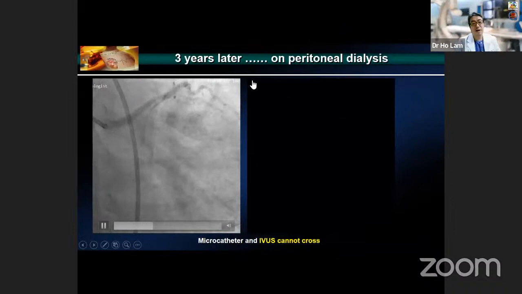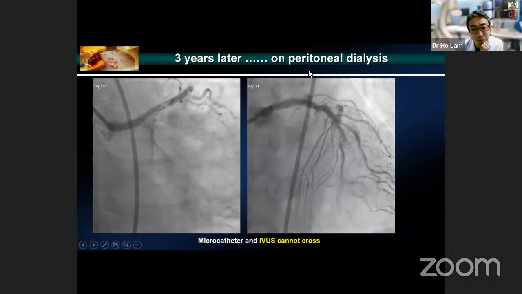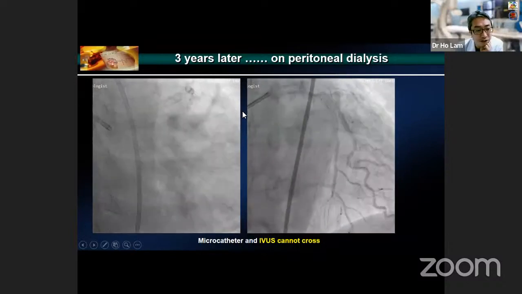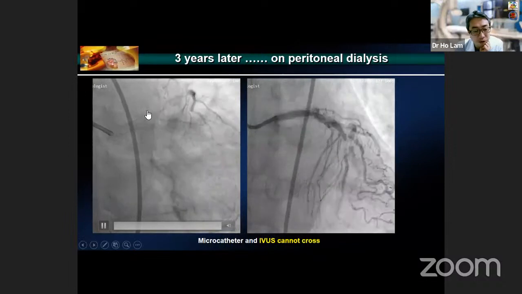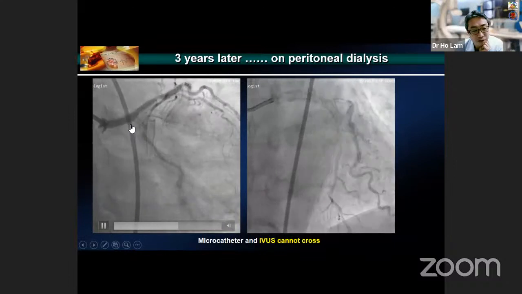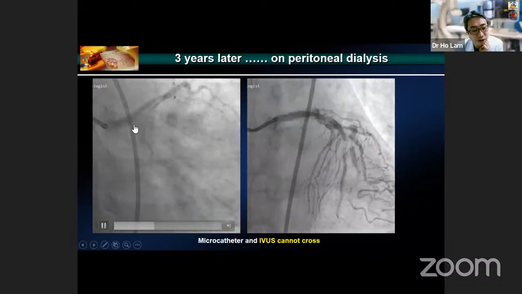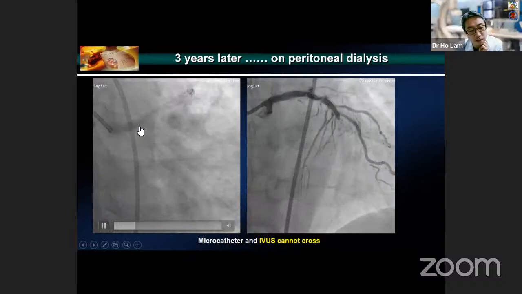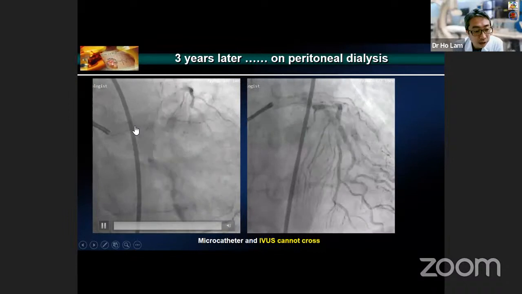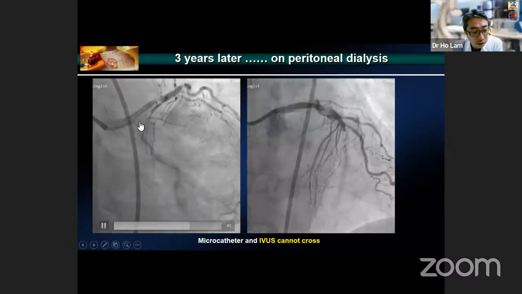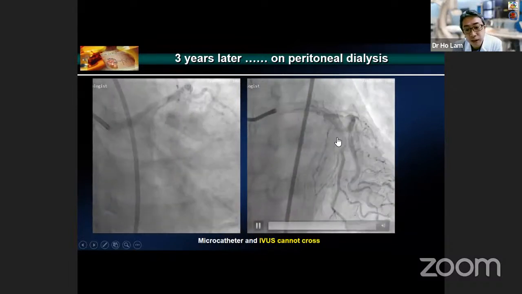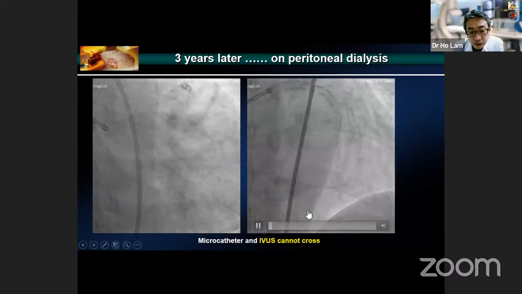So what will happen after 3 years of peritoneal dialysis? This was the angiogram of the patient after 3 years. The PCI was actually done very well, but even though everything was good, after 3 years you can see, and I think this is quite common, the MACE rate is around 40% for all those end-stage renal failure cases. You can see there's a subtotal critical lesion at the ostium, some lesion at the proximal LAD, and a mid-LAD CTO.